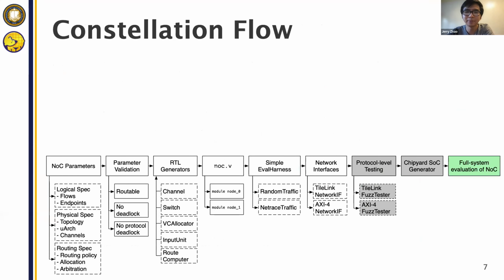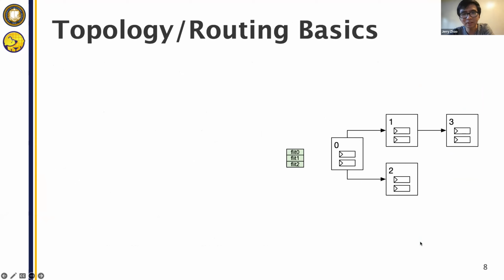So now I want to talk a bit about how the Constellation flow operates. This diagram below depicts the flow, and I'll walk through this over the next few slides. Before I start, I think it's useful to go over the basics of how routing in a NoC behaves, as this should provide some background into how a NoC operates and motivate some of the later design decisions.